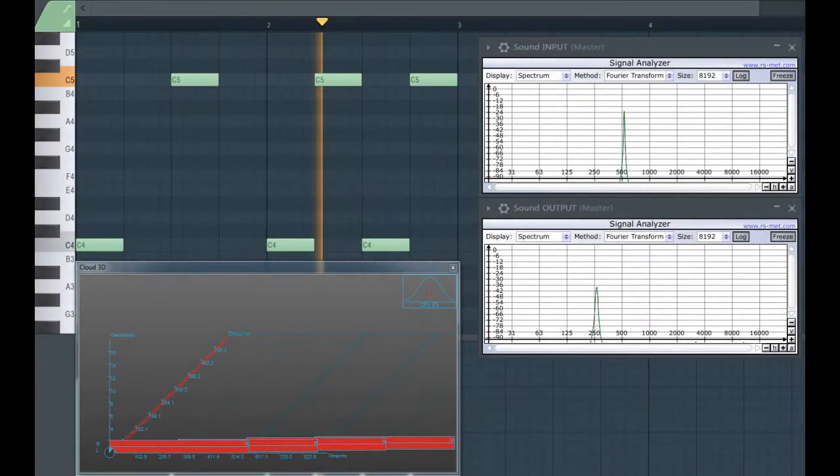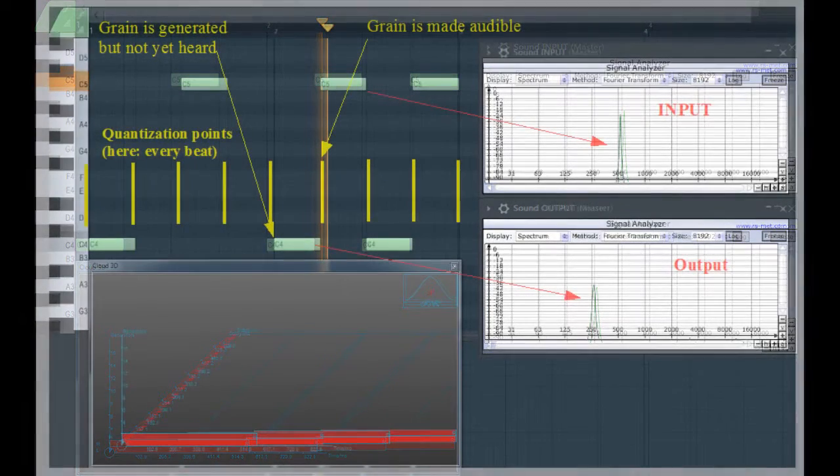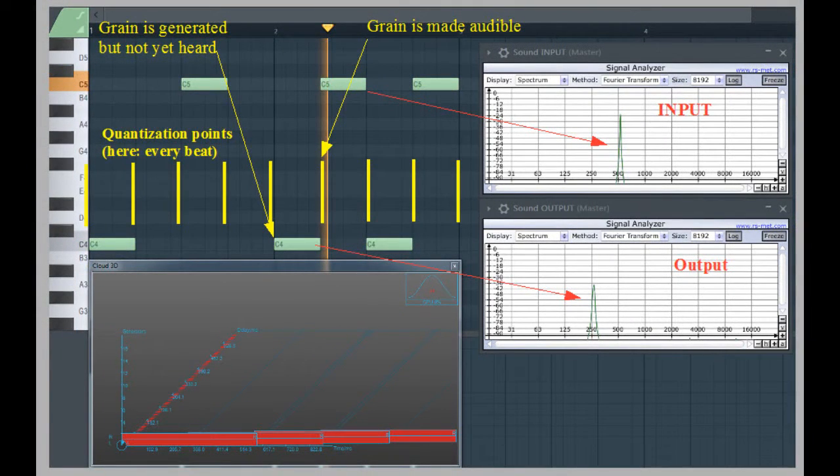The grains are automatically generated, but you cannot hear them. They are not let through to the audio output at once, but held back until your DAW reaches the next quantization point, for example, every quarter note. Then the already generated grains are sent to the audible output.